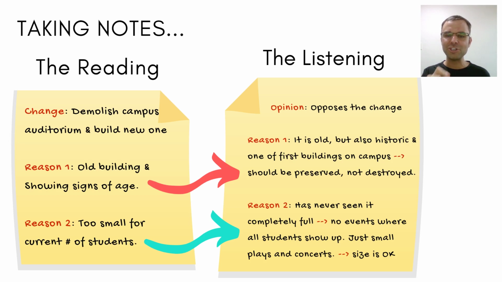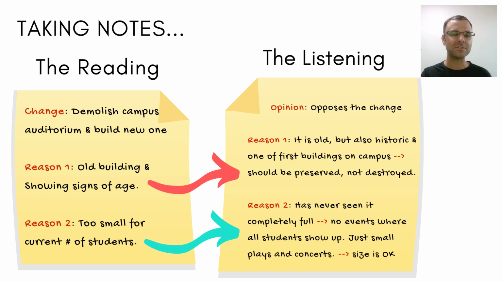That's the first thing you need to do when you're answering this question. And of course, you need notes about the reading and the listening. As for the reading, the first thing you should make a note of is the change itself. In this case, the change is that they are demolishing the campus auditorium and building a new one. Now, the change is usually mentioned at the very beginning of the reading. Sometimes, however, it's mentioned at the very end of the reading. So pay careful attention.